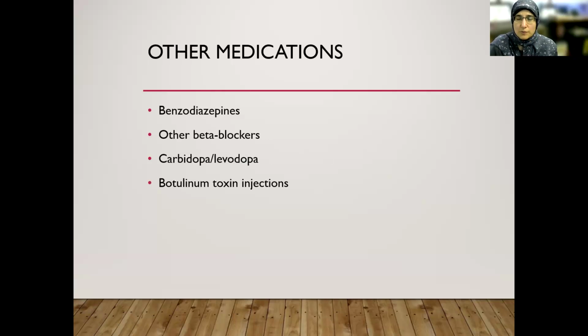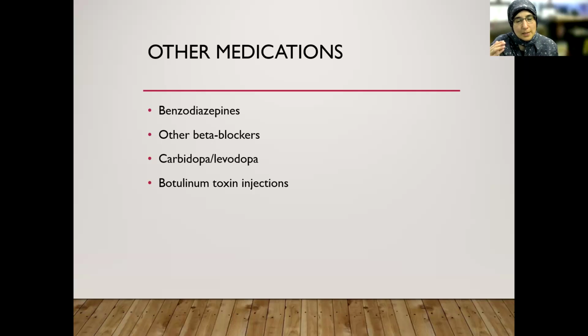And then, there are a bunch of other second-line medications that can be used for essential tremor, again with a kind of mixed response, like benzodiazepines, of which clonazepam or Klonopin is one of the medicines. Other beta blockers, which are used for blood pressure, like metoprolol or atenolol, can be used. Carbidopa-levodopa, which is used for Parkinson's disease, can be used too. And then Botox injections can be used in individuals who do not respond to medicines.